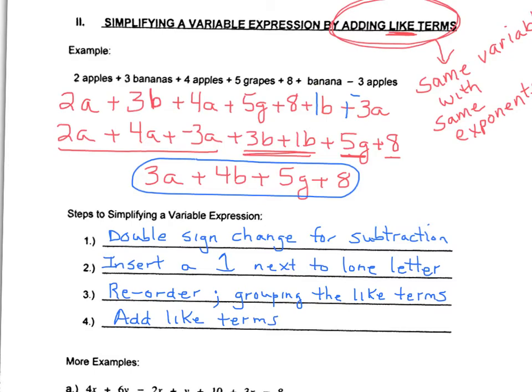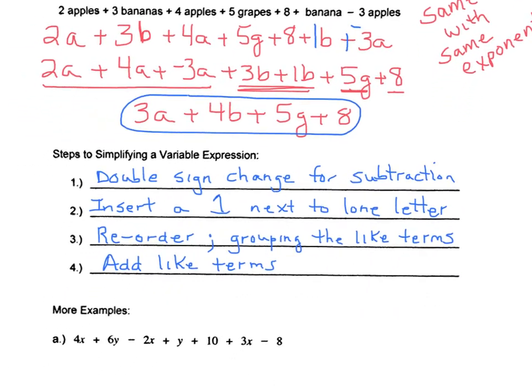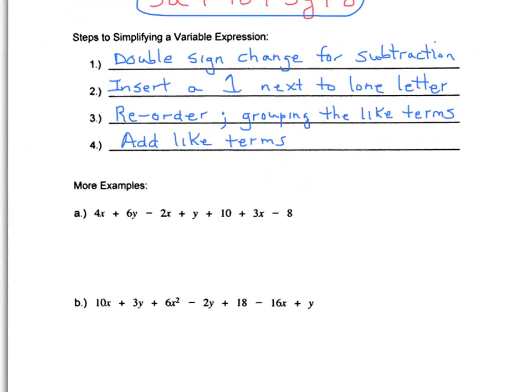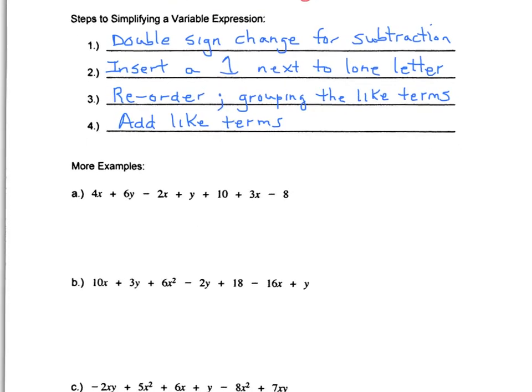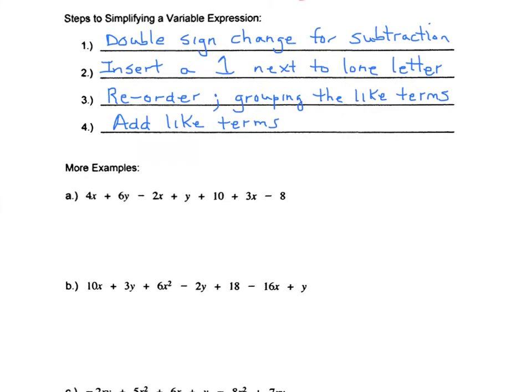All right, let's try some problems, see if you understand. So let's go through those steps and see if we can figure out the answers to these next problems. So here we go. Letter A. Pretty long problem. First thing we're going to do, double sign changes. Anytime you see subtraction. So right here is a subtract, and then at the end.